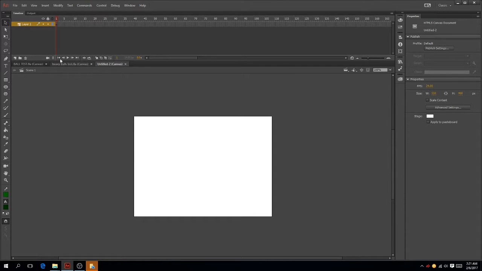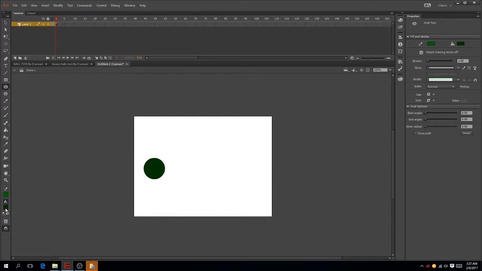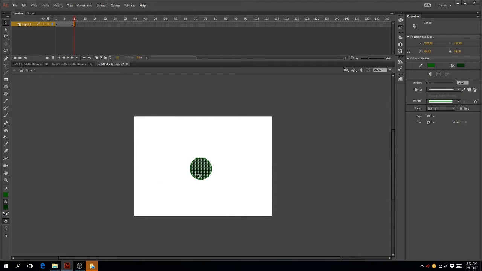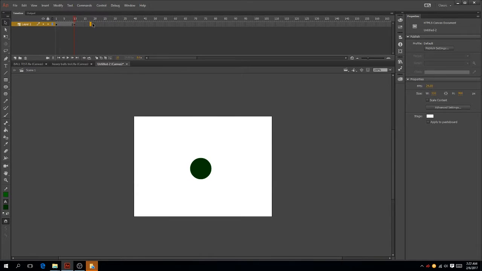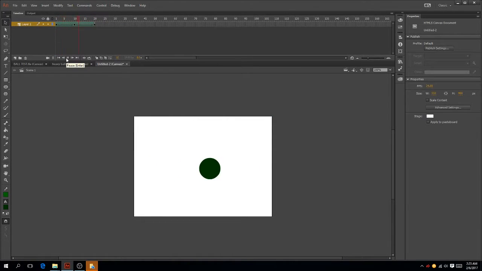So here I'm going to draw a ball here. Whoops, it's a very bad ball. Bad ball. Holding shift can help you move things into a straight line, by the way. That's the shape tween. It's very even, right?